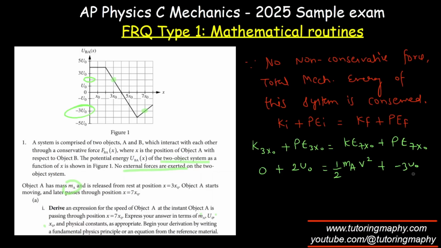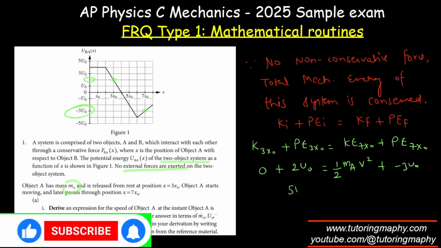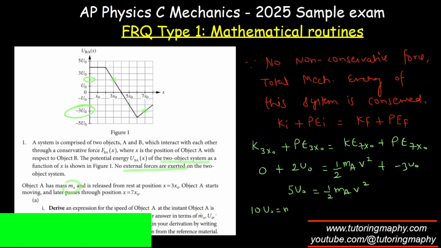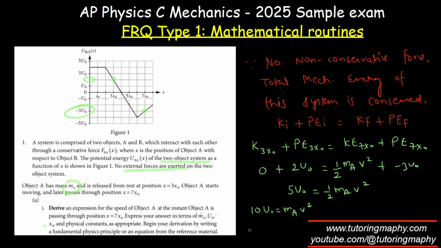It's just a matter of rearrangement. Now adding 3u naught to both the sides, this becomes 5u naught is equal to half ma v square. Multiplying with 2 both the sides, it gives us 10u naught is equal to ma v square, and the value of v finally comes out as the square root of 10u naught over ma. So this is just asking speed, right? Yes, they are just asking speed, so we don't have to bother about the direction.